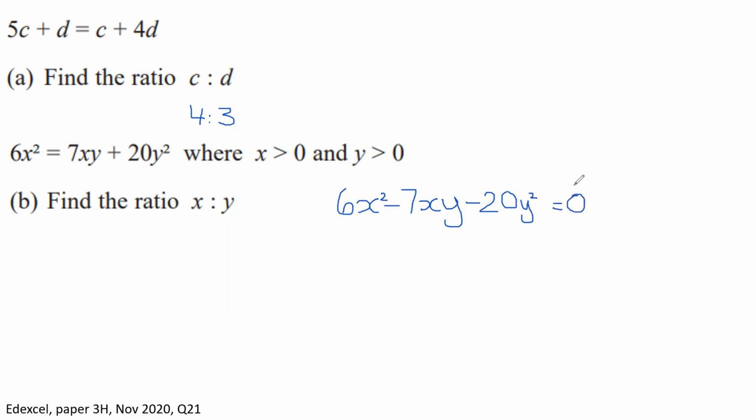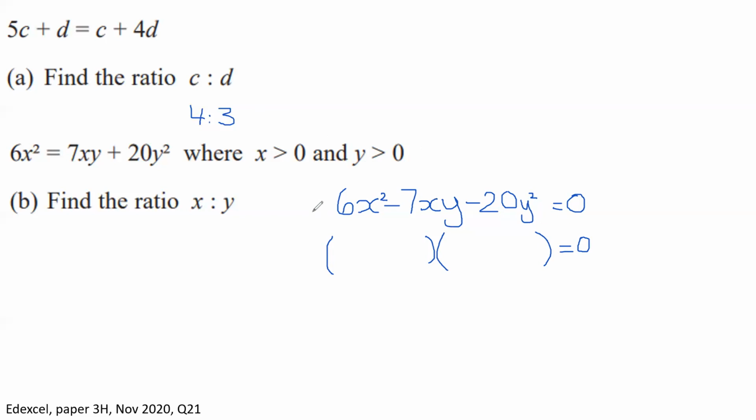Now, although it's not exactly the same as the quadratic that you would normally see, it is fairly similar. So what we can do now is put this into 2 brackets, again set it equal to 0, and then hopefully one of these brackets will give us the answer. We've got this important part of the question, which says that x and y are both greater than 0. So that should help us out towards the end of this question.